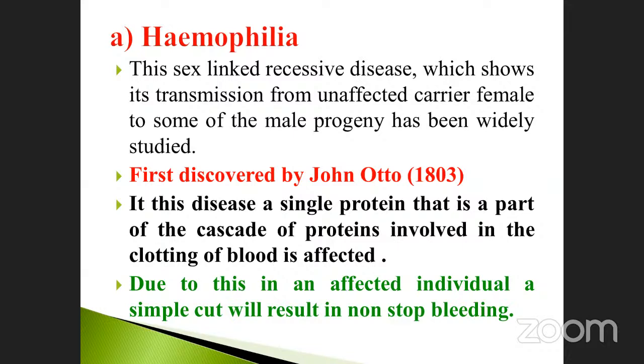Suppose if it is not like that, it will affect the blood clotting mechanism. As a result, what happens? Complete bleeding. Suppose if it is present, the bleeding is completely stopped. Suppose if it is not present, the bleeding keeps oozing out. Due to this, in an affected individual, affected means the lack of genes, a simple cut will cause non-stop bleeding. That is the reason. Already we discussed, I think you forgot it.